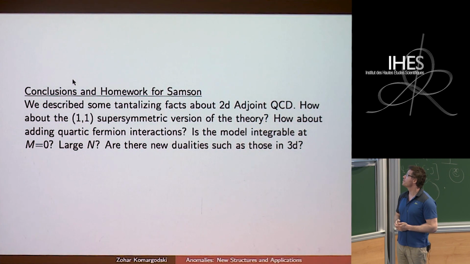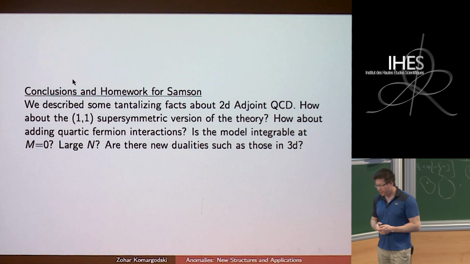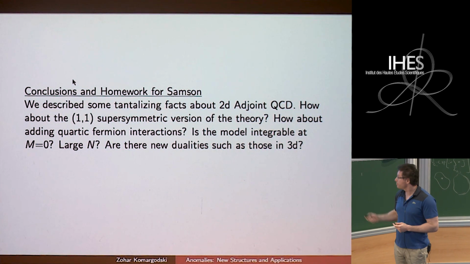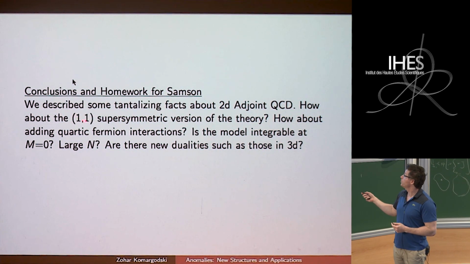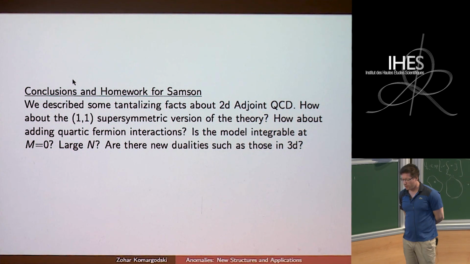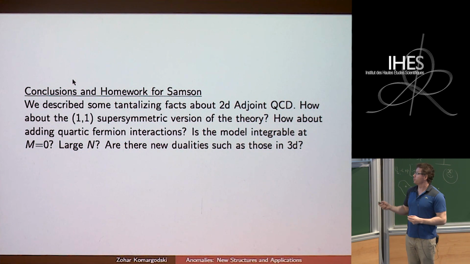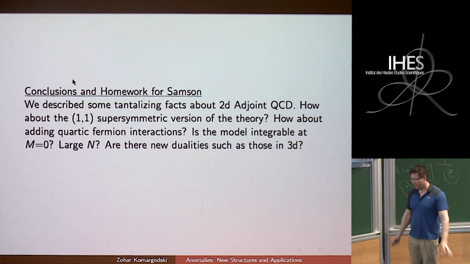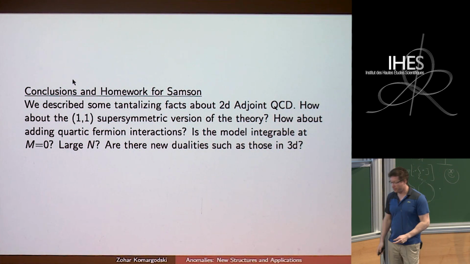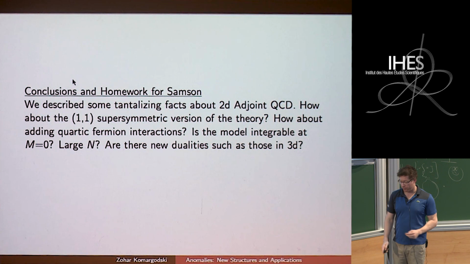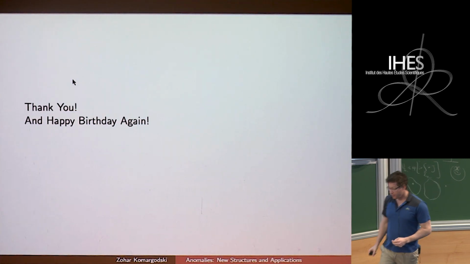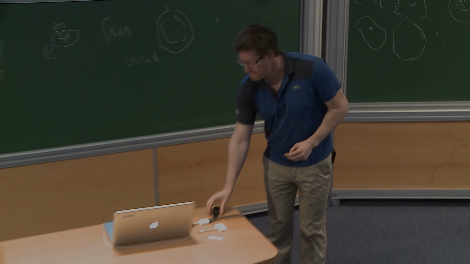That's an open question. Here I also made some comments about 2-dimensional adjoint QCD, but the supersymmetric version, we don't yet know about the 1,1 supersymmetric version of the model. We haven't thought about it yet. There are lots of questions about this Hagedorn transition in 2 dimensions, the 0 mass limit, the dualities, and so on. So there are lots of questions that this raises that we don't have answers to yet. So thank you and happy birthday again.